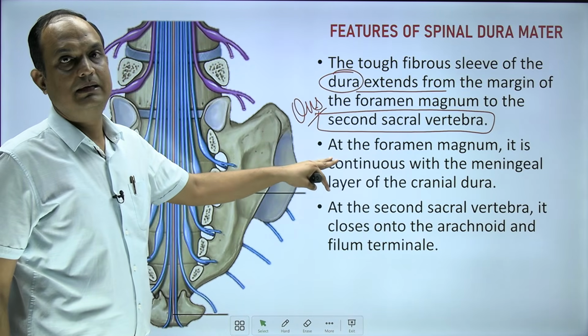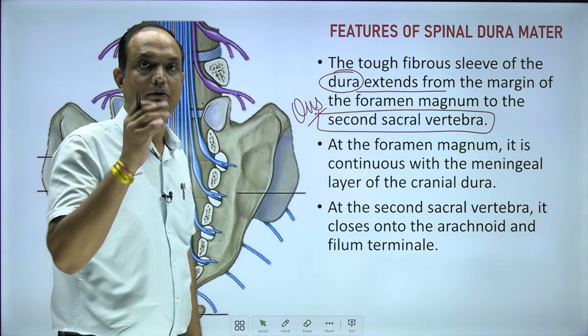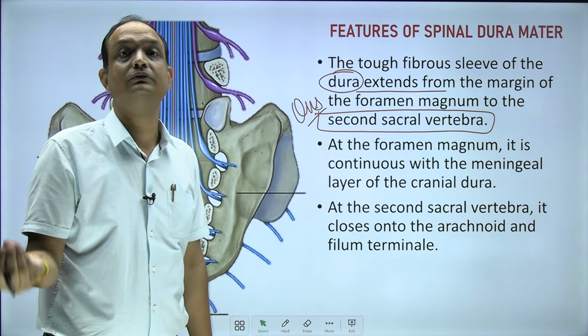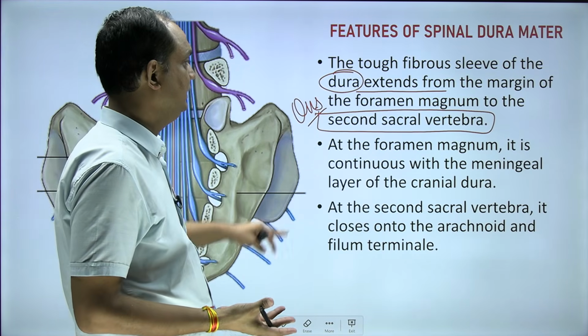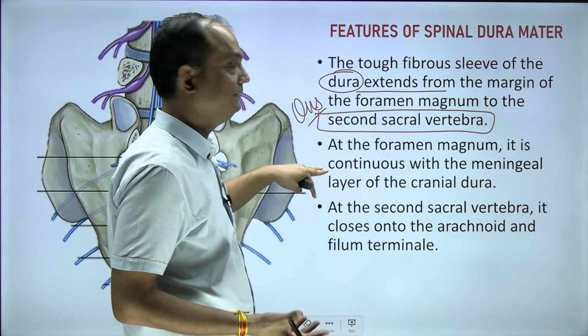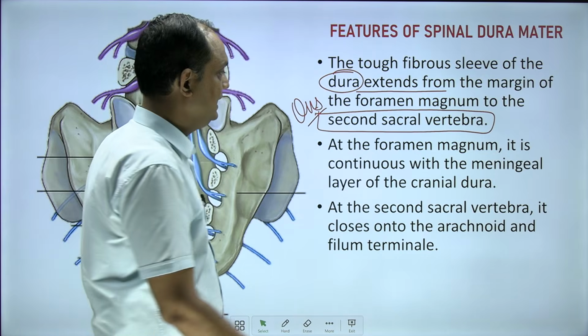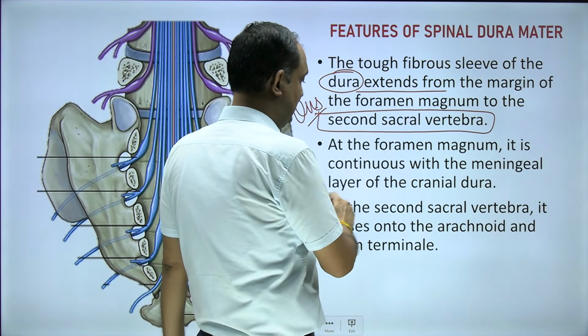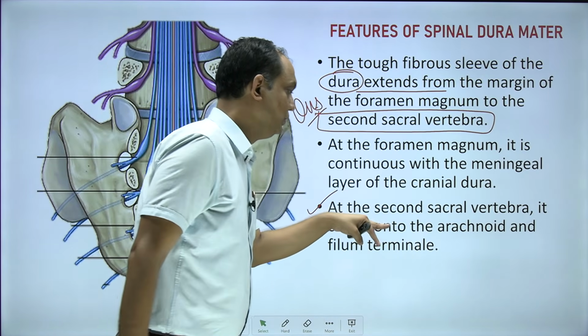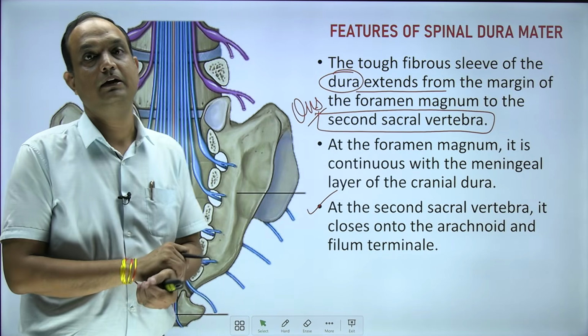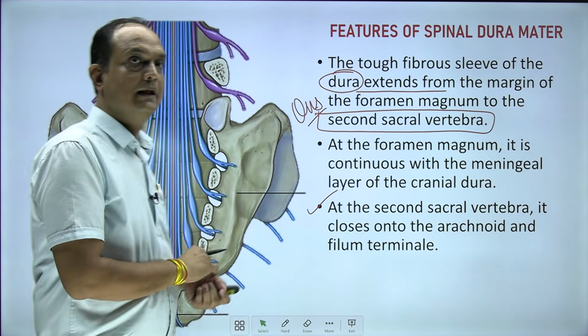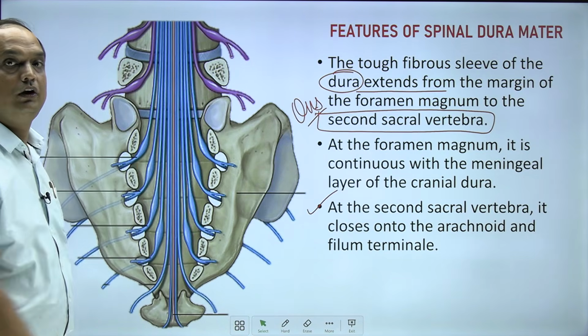At the foramen magnum, as I already told you, the spinal cord starts from the medulla oblongata. Along with that, the meningeal layer of the dura mater continues around the spinal cord as the spinal dura, and at the second sacral vertebra, it closes onto the arachnoid mater and fuses with the filum terminale. So now, if you see this image, what is that actually?